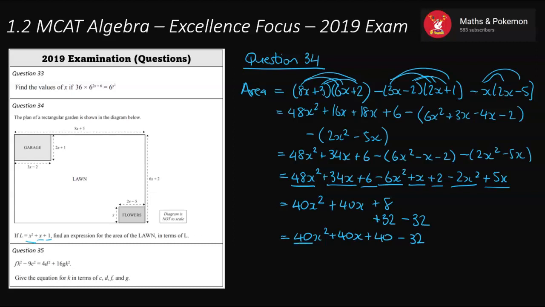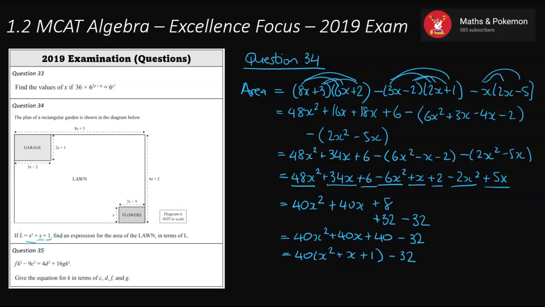And I like this because we got 40, 40, 40. That's in the same ratio as the 1, 1, 1 in terms of L. So if I factorize out that 40, I've got 40(x squared plus x plus 1), minus 32. And this x squared plus x plus 1, that's what L is equal to.